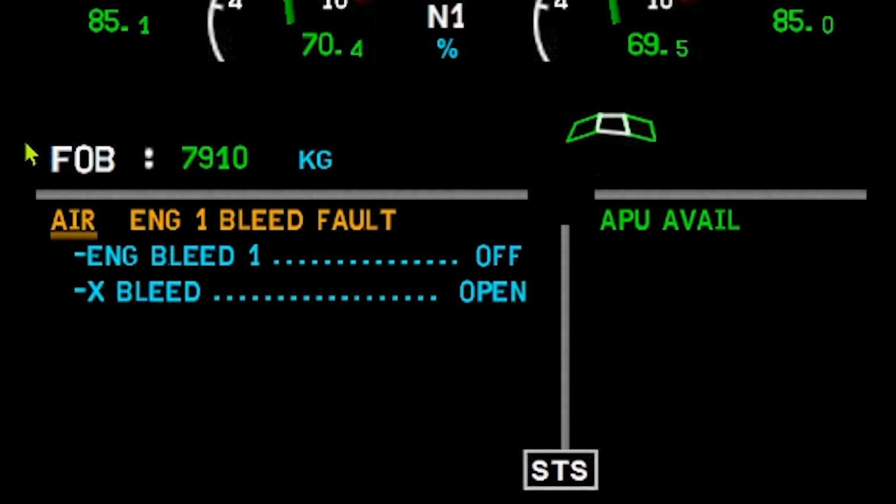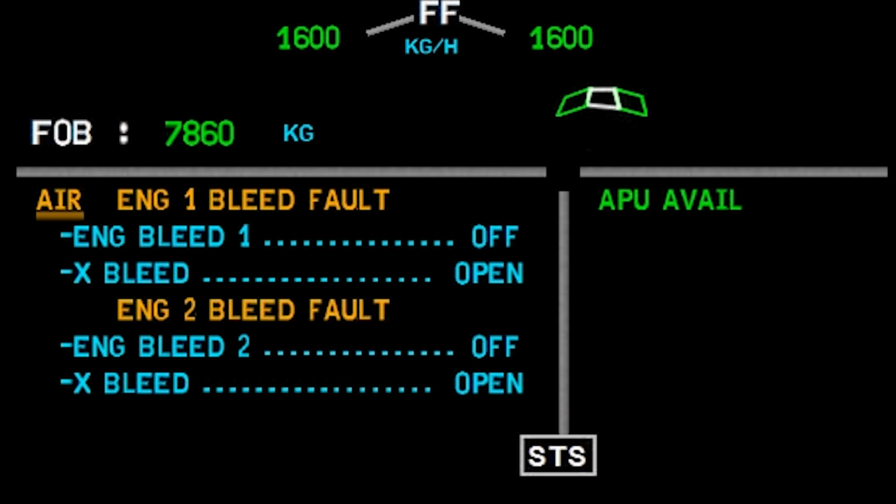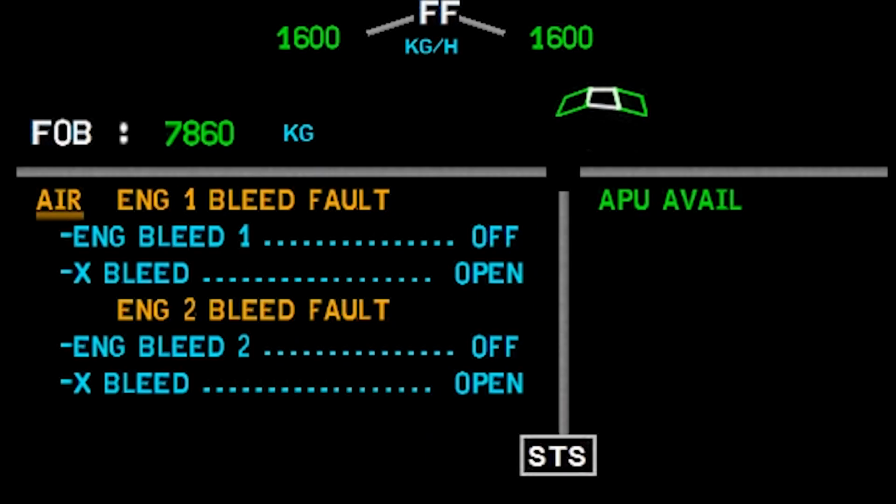Having 1 bleed air system fault is not that big of an issue. However, if both systems fail, this is where the QRH procedure comes in. Once you have completed the air engine 1 and 2 bleed fault ECAM procedure, call for the QRH procedure.